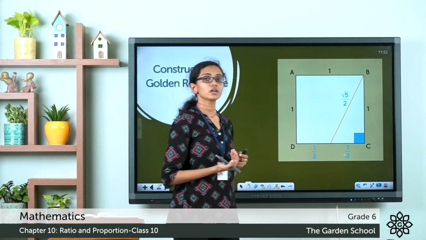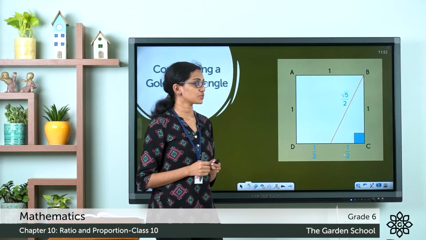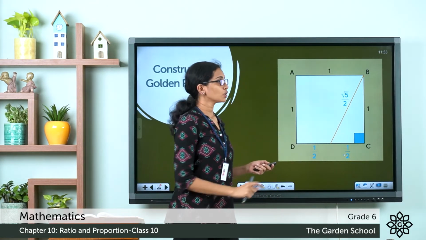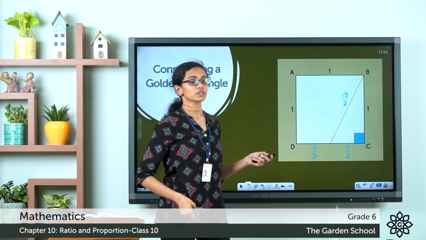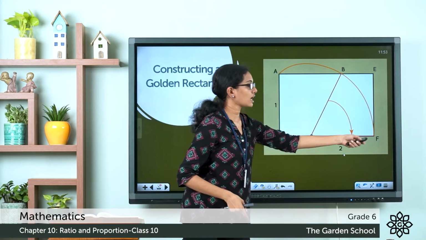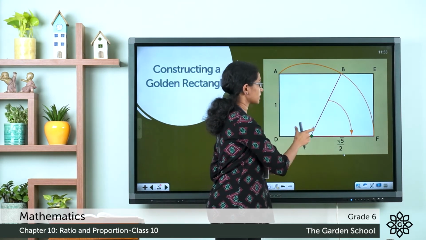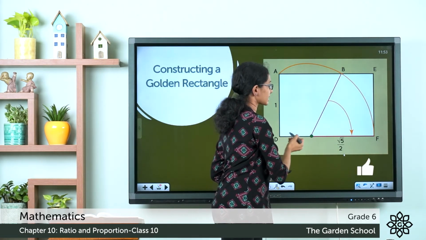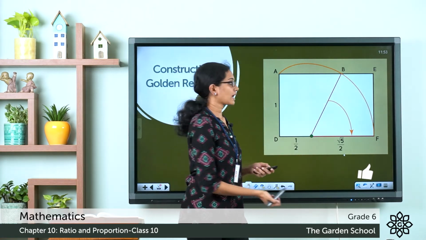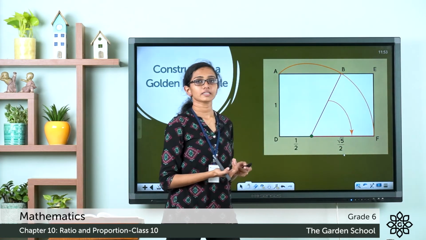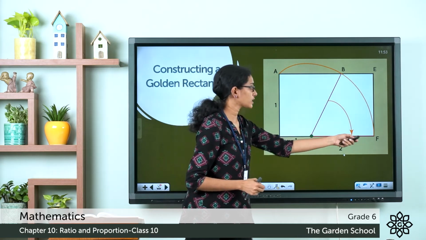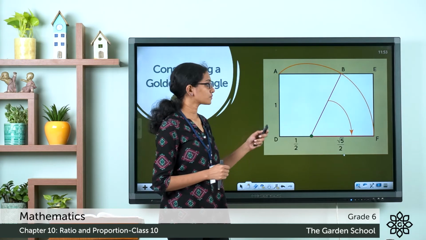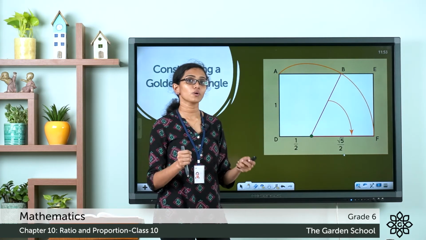From the midpoint of that side, you have to draw a slanting line to the opposite corner like this one. Now, the next step is to take the compass, measure this length, draw an arc like this, and extend that side of the square. The point where they meet will be one corner of a rectangle. You can extend the sides to complete the rectangle, and the dimensions of this rectangle will follow the golden ratio.